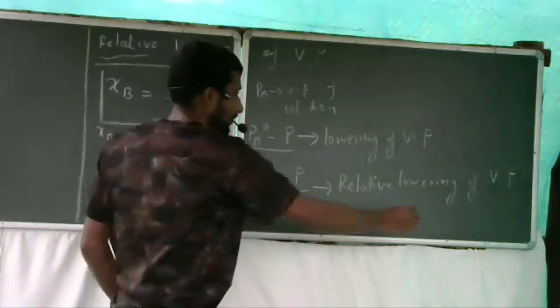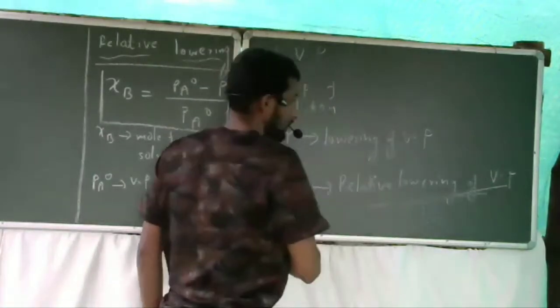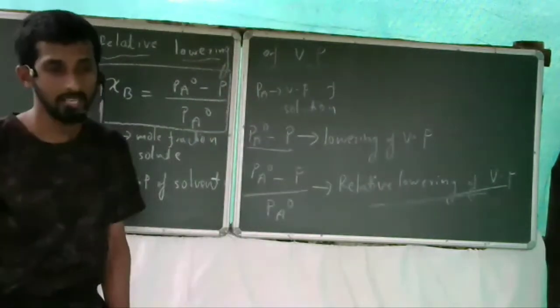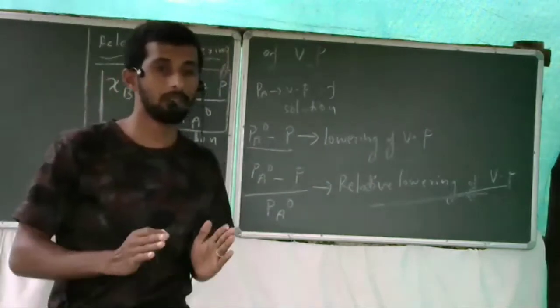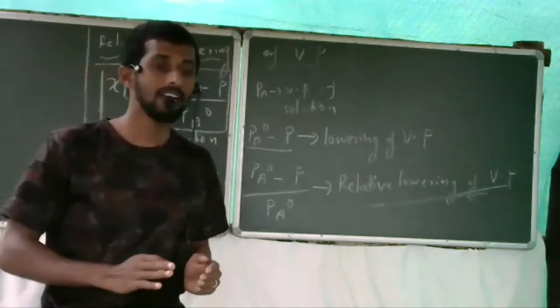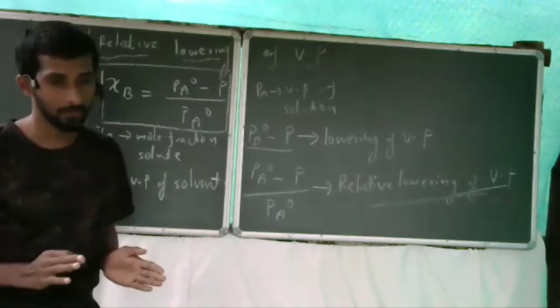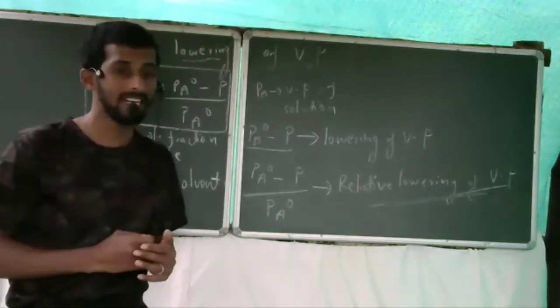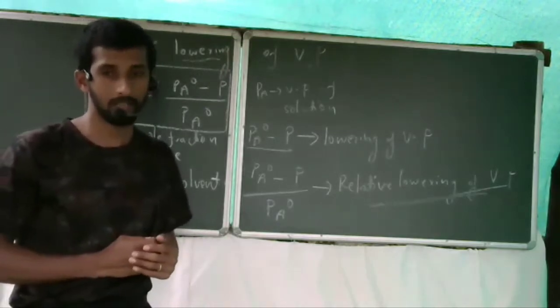Then the important point is that relative lowering of vapor pressure is a colligative property, because it depends on the number of solute particles present in the solution, but not on the nature of the solute particles.